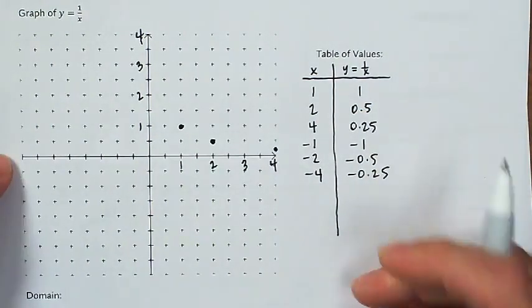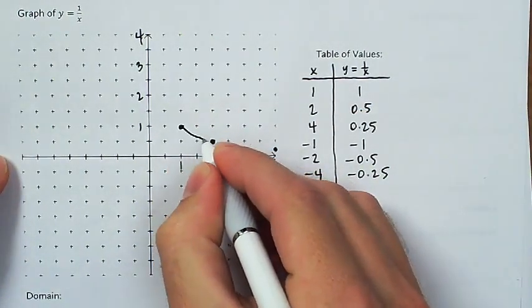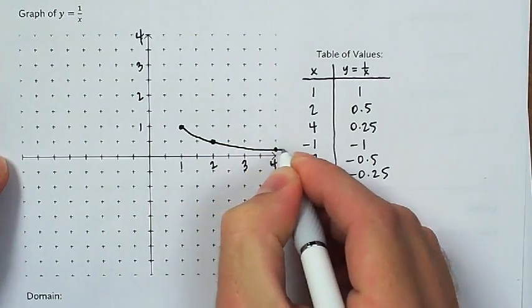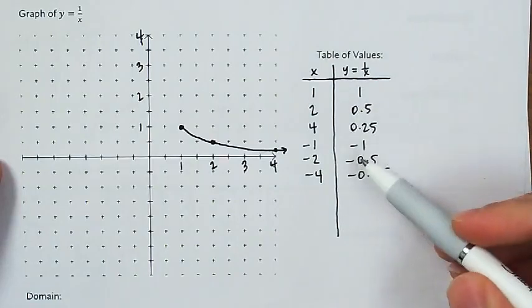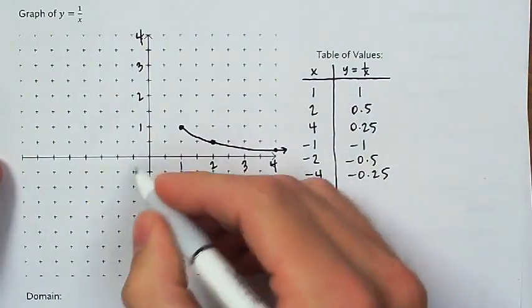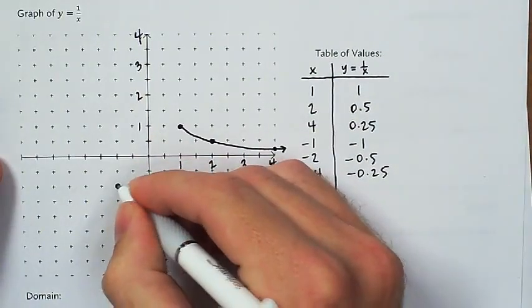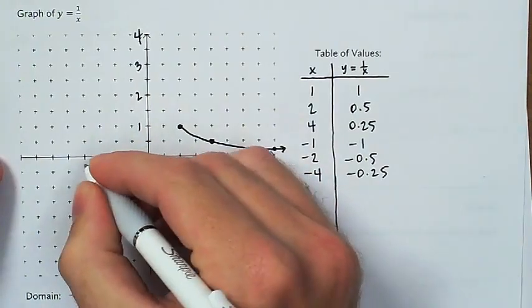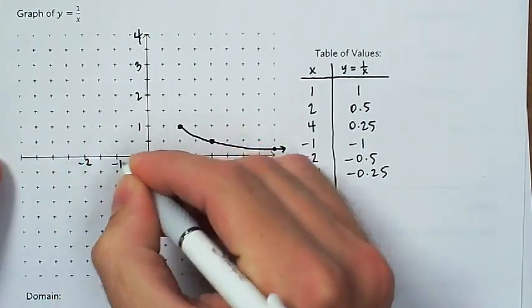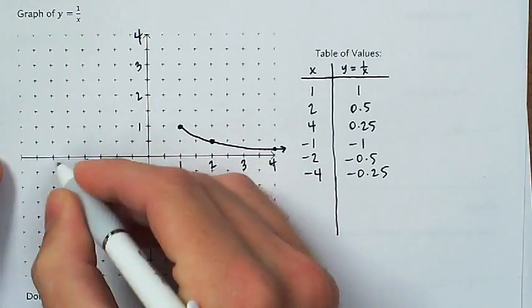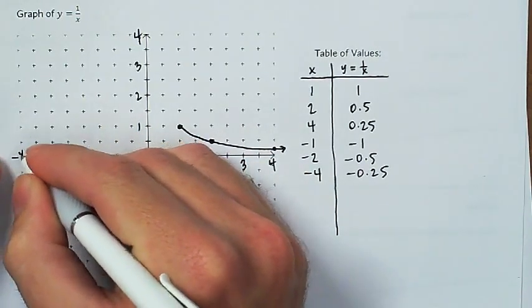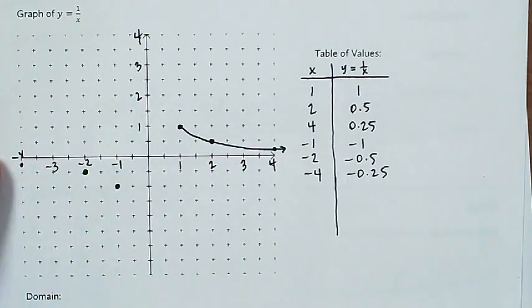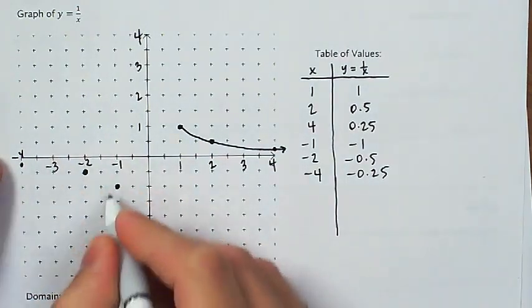Okay, that gives me some graph, but it's kind of like, well, what's going to happen with the rest of it? Maybe I'll go over here and see something else. Well, (-1, -1). It's going to really give me the same picture. Then (-2, -1/2), and (-4, -1/4). Okay, so I'm seeing the same thing over here.